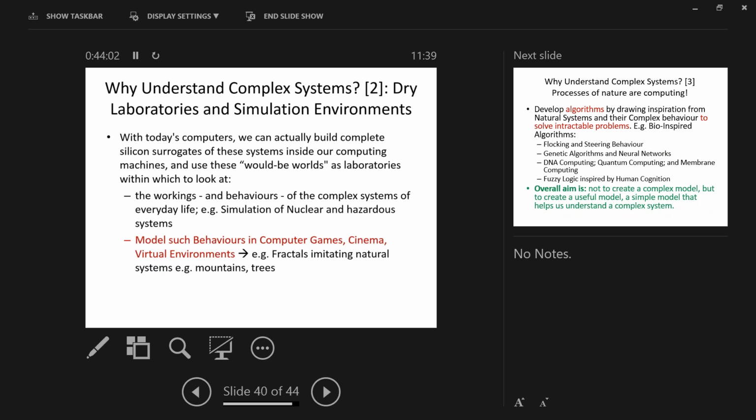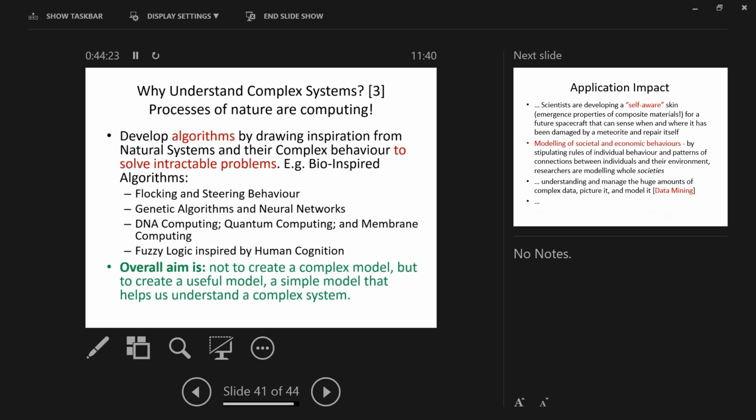Some behaviors are used in entertainment, cinema, virtual environments, for example using fractals. So that's inspiration used in areas like gaming and cinema. Also, of course, most importantly, to develop algorithms by drawing inspiration from natural systems or biological systems and their complex system behavior to solve intractable problems. An example is bio-inspired algorithms, and I've given a few examples already.